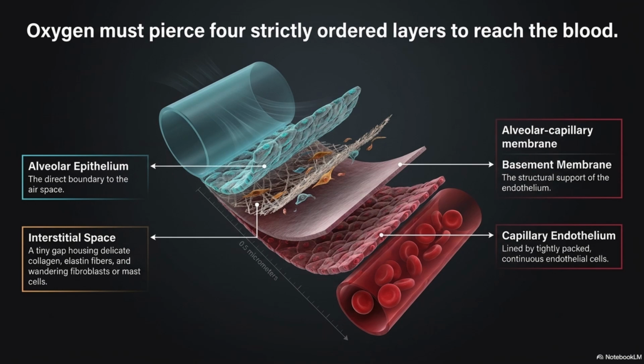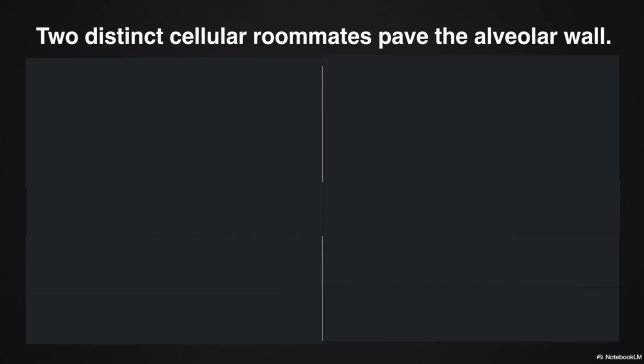Now, who builds this wall? This slide introduces us to the 2 distinct cellular roommates that pave the alveolar wall.